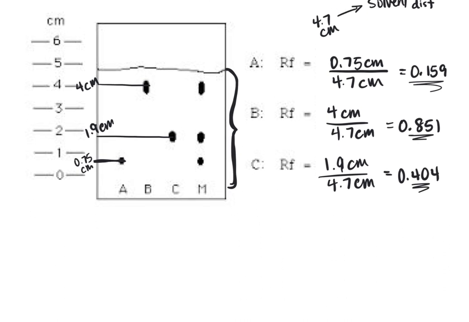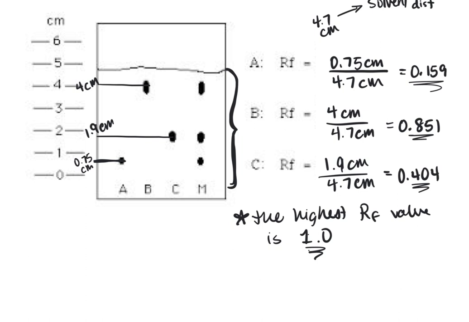And one thing to keep in mind, the highest RF value that an RF could be is 1.0. That means the pigment traveled the same distance as the solvent. It got all the way to the top. Okay, so just jot that down.